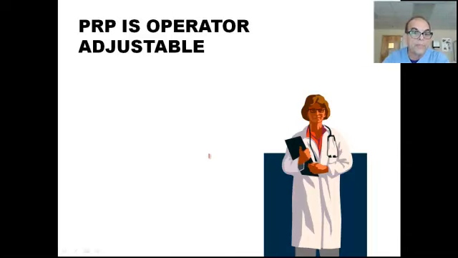Pulse repetition period is also operator adjustable because, remember, pulse repetition period and pulse repetition frequency are also the same, expressed in different forms. If you have the pulse repetition period, you can get the pulse repetition frequency, and the same is true: if you have the pulse repetition frequency, you can calculate the pulse repetition period. Depth is operator adjustable, of course, because there is one button in the machine called depth.